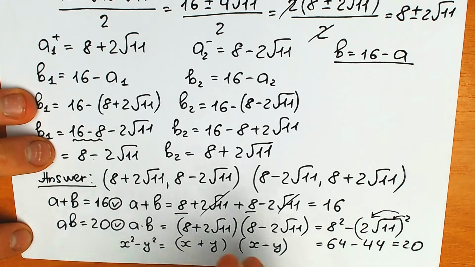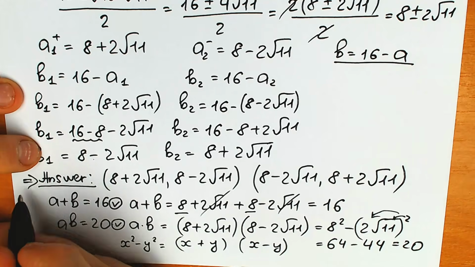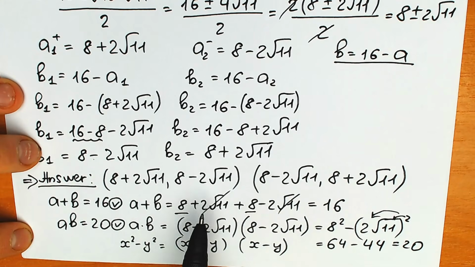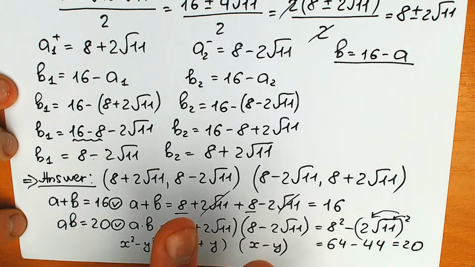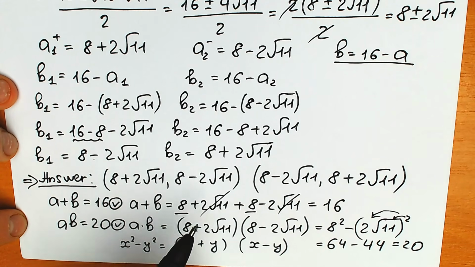This is our answer. I don't have enough space, so I'm going to leave our answer right here. So we have 2 pairs of roots. This is the first one, this is the second one. Both are correct.